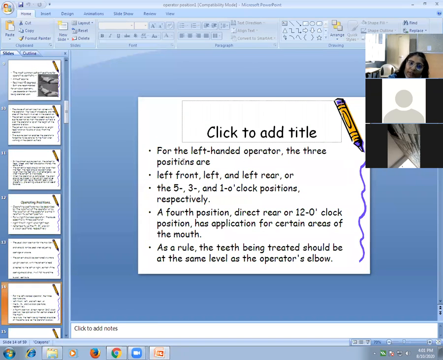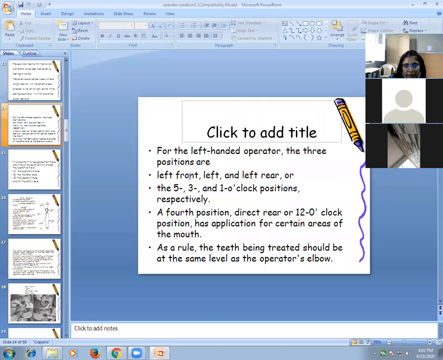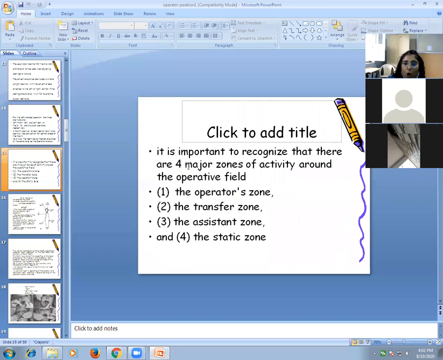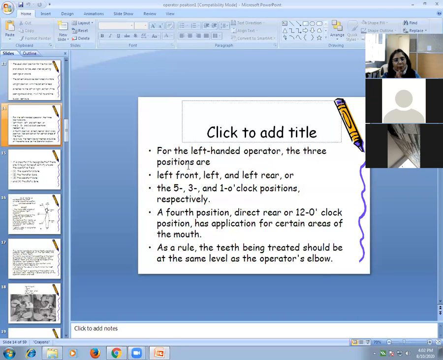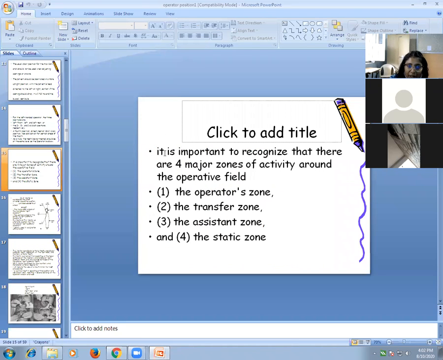For the left-handed operator, the three positions are left front, left, and left rear, or 5 o'clock, 3 o'clock, and 1 o'clock positions, respectively. The fourth position, direct rear or 12 o'clock position, has application for certain areas of the mouth. As a rule, the tooth being treated should be at the same level as the operator's elbow. Remember this small point. Usually the 11 o'clock position is used for all the procedures, and rarely the 12 o'clock position is used.